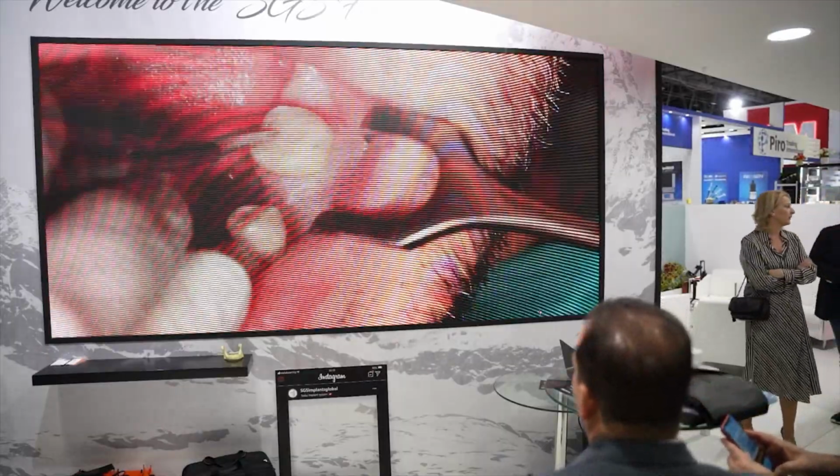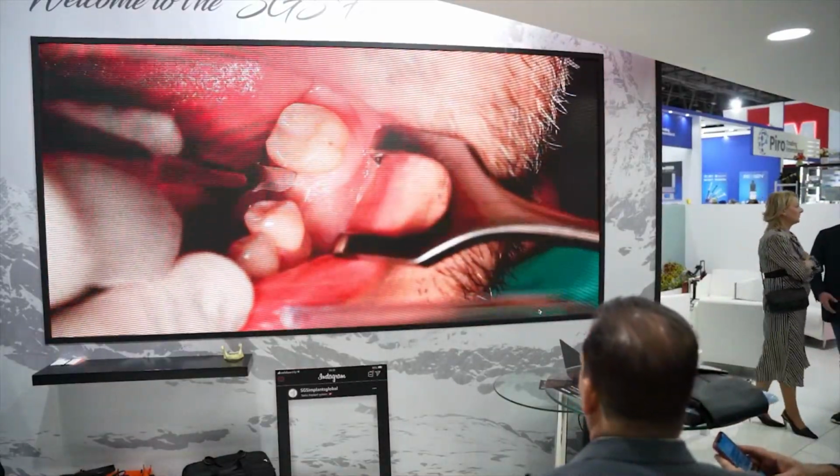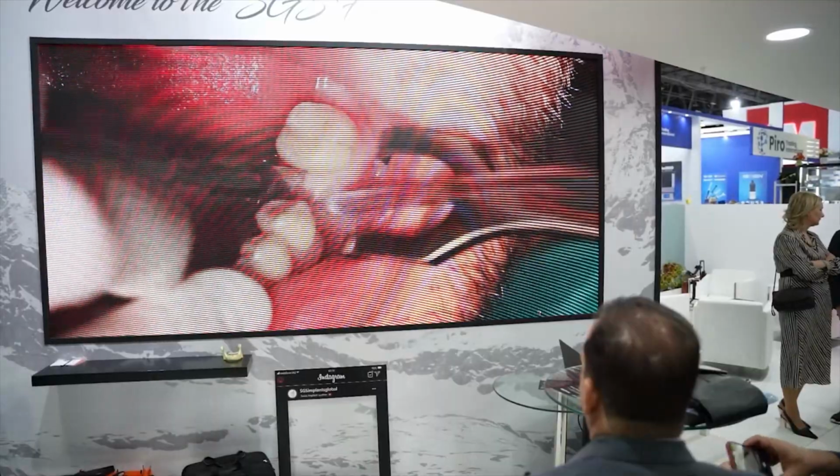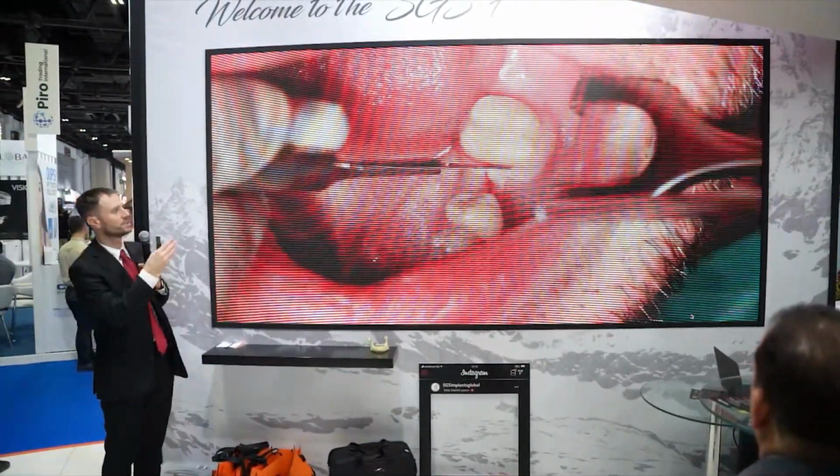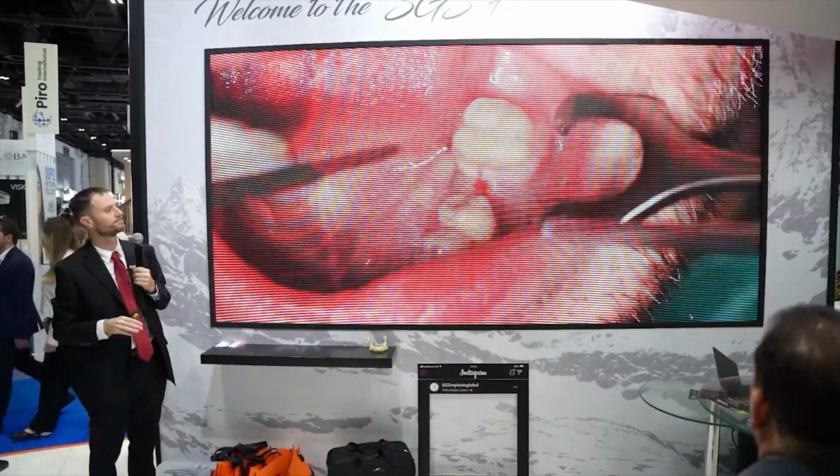We'll see. And this is the surgery itself. Same situation, similar tooth missing. You just make a crestal incision.